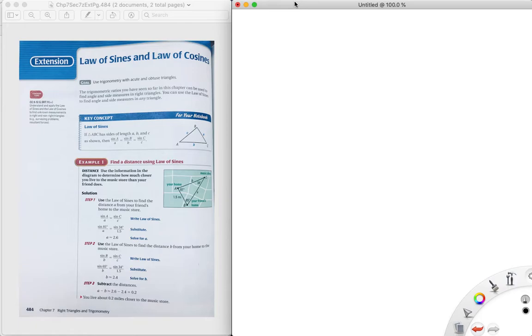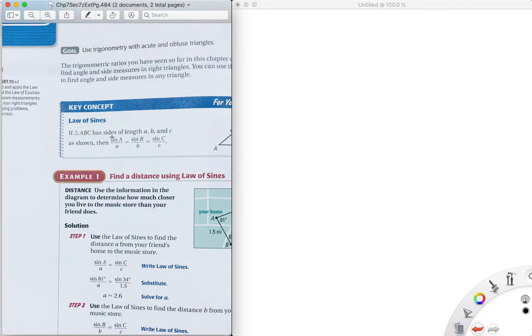Well, now we're going to find out how to use law of sines and law of cosines to find the lengths and angles of triangles that are not right. And we use this using the premises of a right triangle. So the first concept is that of the law of sines.